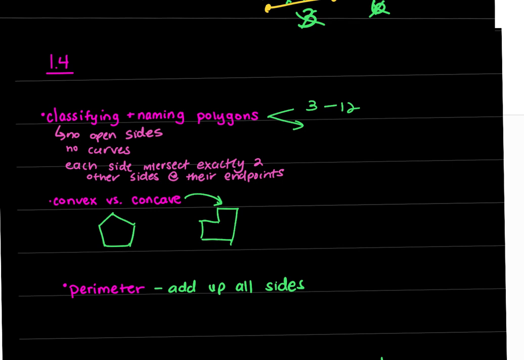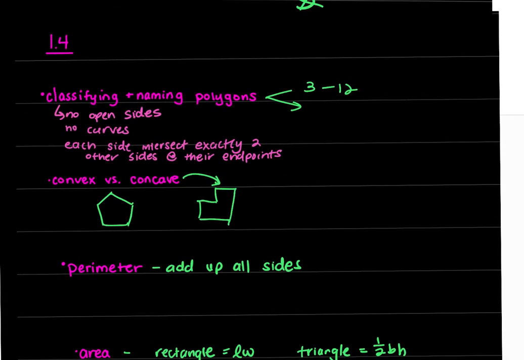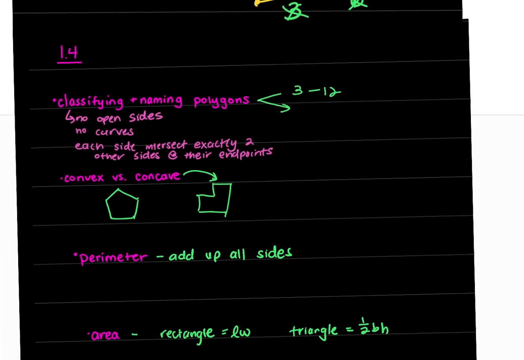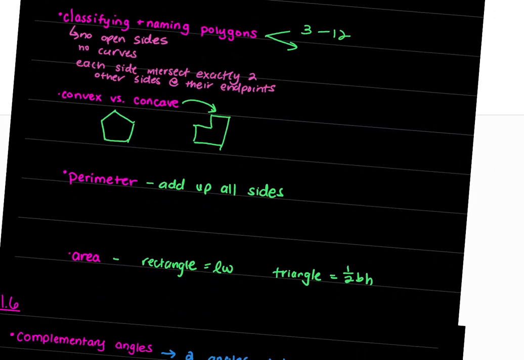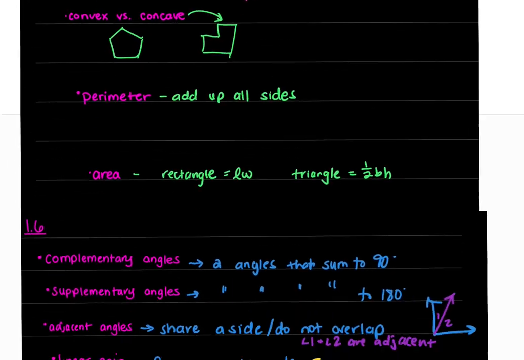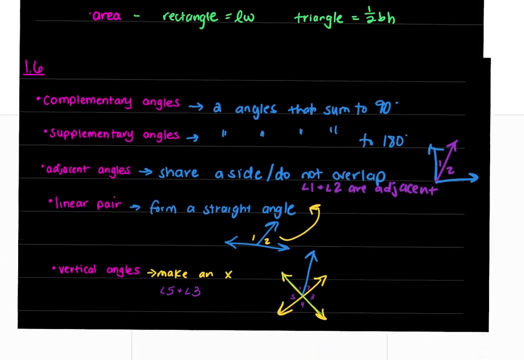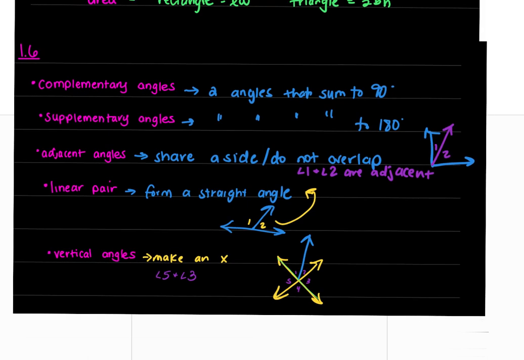It's now being recorded. Perimeter, you're adding up all the sides. That was the very beginning of chapter 1. And then the area, we did rectangle, we did triangles. And then 1.6, we added complementary angles, supplementary angles, adjacent angles, linear pairs, and vertical angles.